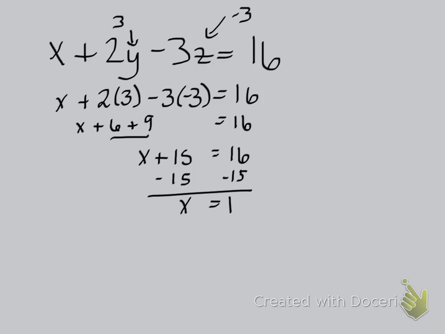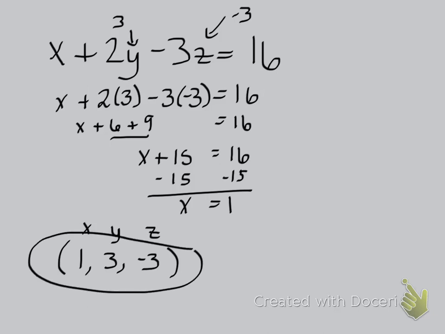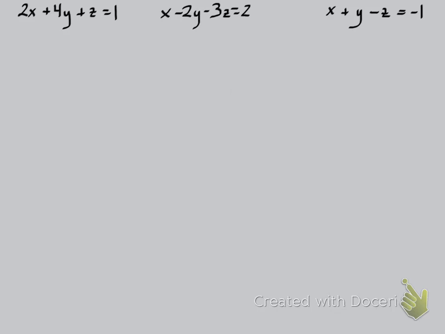So, when we give a solution on this, you're going to do it as an ordered pair, but it's not really a pair anymore because we have an x, a y, and a z term. So you write it in alphabetical order. X goes first, 1. My y was 3. And my z is negative 3. So this is my solution, that point.